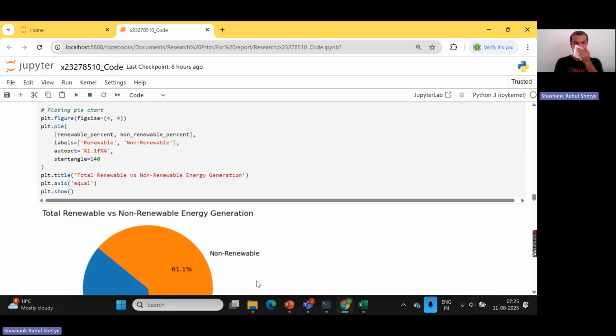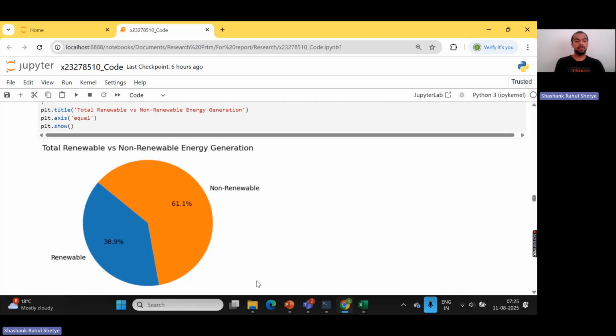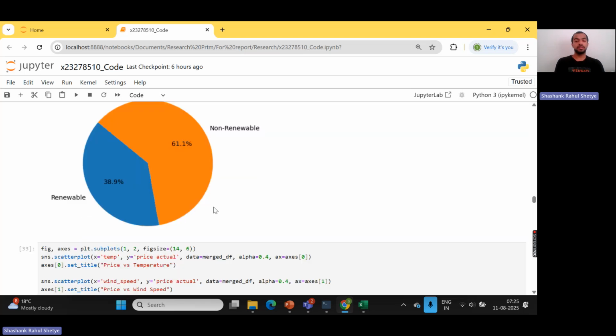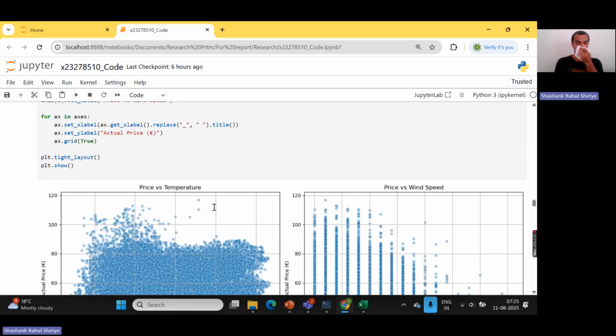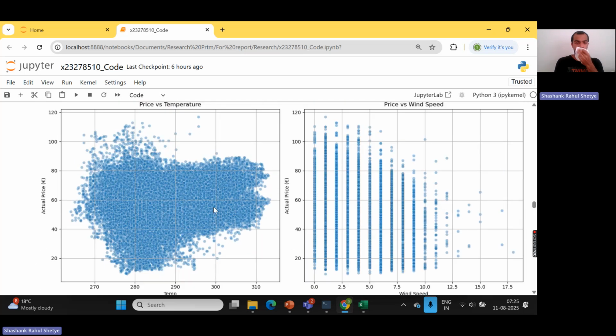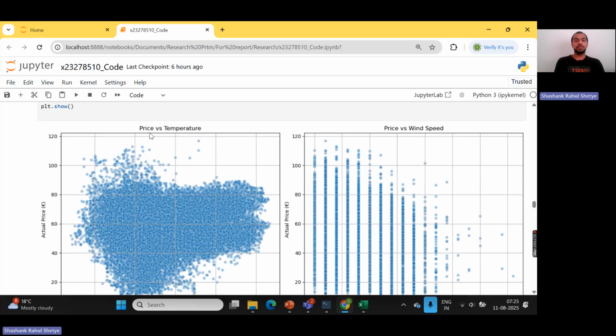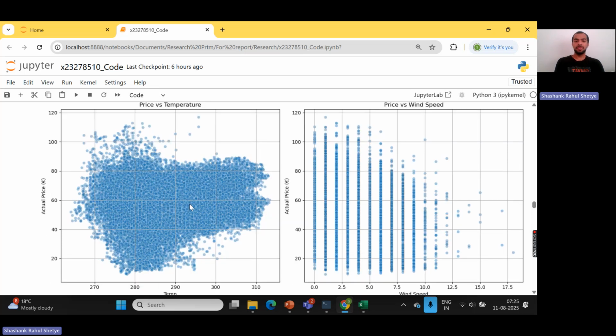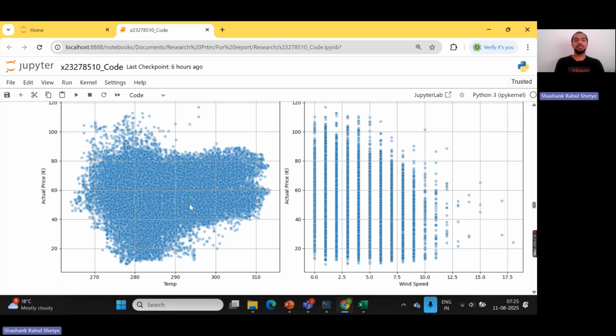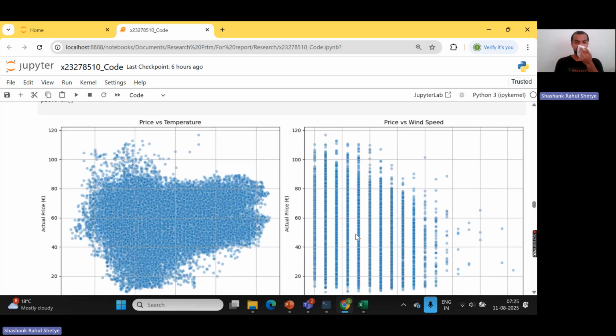Of all the generation sources, 38.9% was renewable and 61.1% was non-renewable. While plotting the graph of time, price versus temperature, temperature doesn't have much effect on the energy prices, while wind speed has the reverse effect. If the wind speed is more, the energy price is less, as wind is a cheaper source of energy.